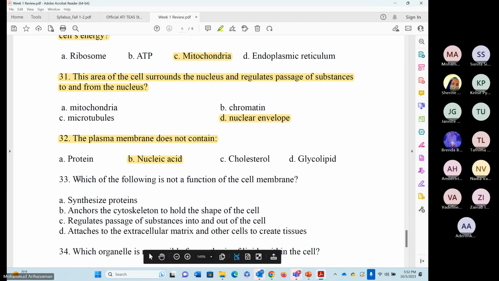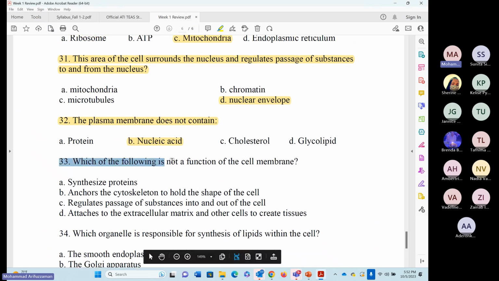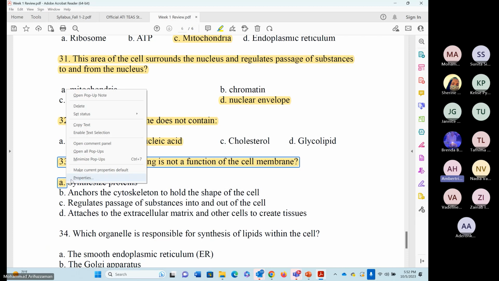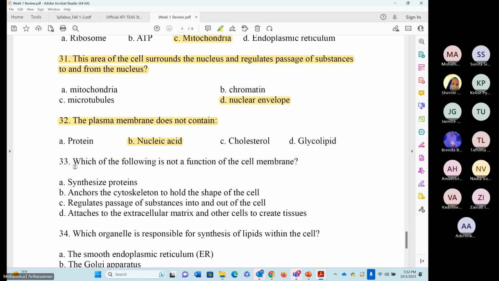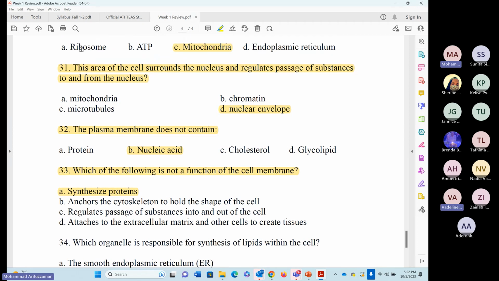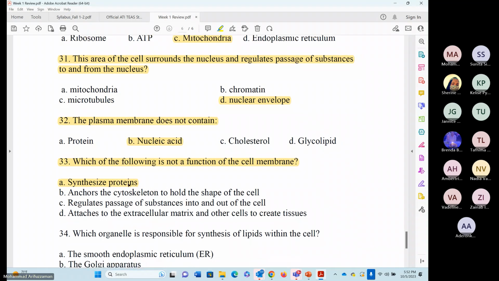Okay, good. Which of the following is not the function of the cell membrane? To synthesize proteins. Yes, that is not the function of the cell membrane. Which structure synthesizes protein? Ribosome. Correct. The ribosome synthesizes protein. Good.